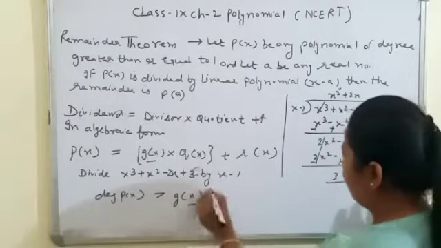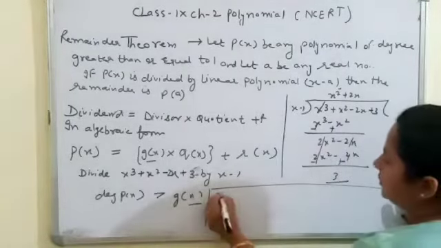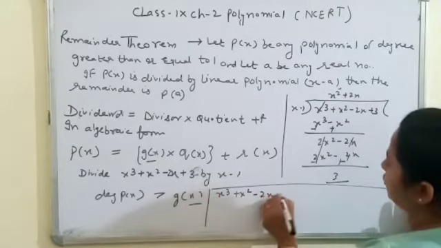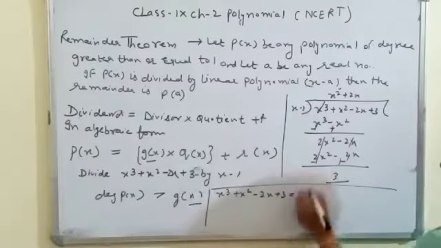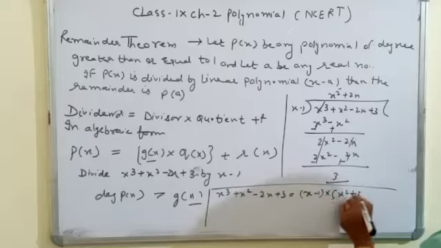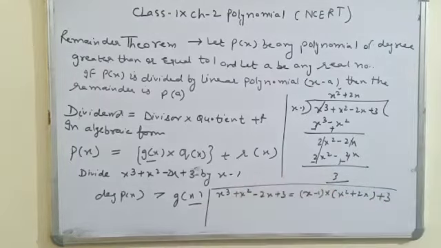Now write it in the form: dividend x cube plus x square minus 2x plus 3 is equal to divisor into quotient plus remainder. The main thing that I want to teach in this theorem is that when we divide the polynomial by x minus 1, 3 is our remainder and x square plus 2 is our quotient.